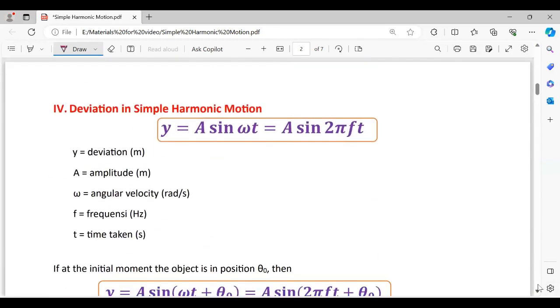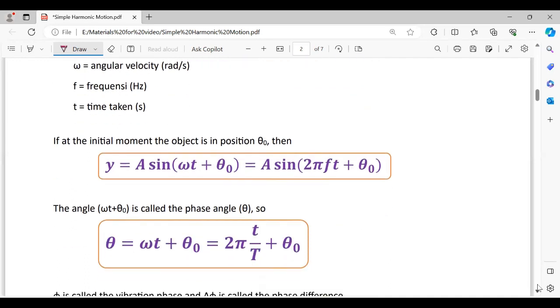For the next formula, deviation in a simple harmonic motion: y equals A sine omega t, or y equals A times sine 2 pi f t. Here y is deviation, with unit meters; A is amplitude, also in meters; omega is angular velocity, with unit radian per second; f is frequency, with unit hertz; and t is time taken, with unit seconds.